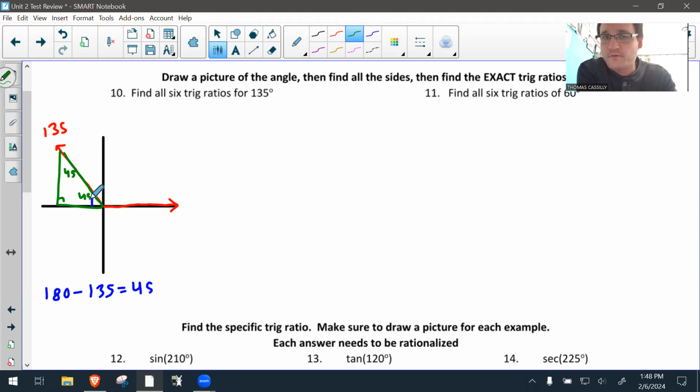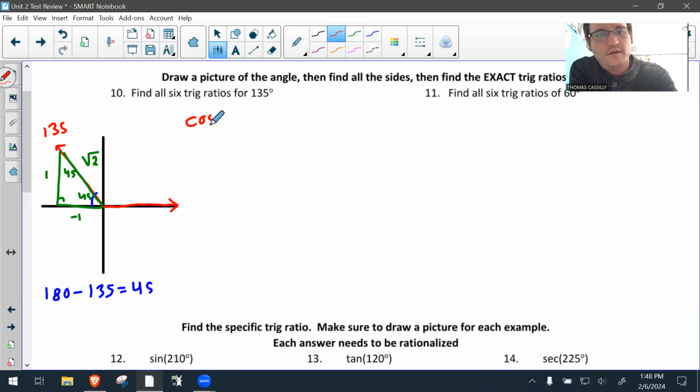Now in your 45, 45, 90s, keep in mind it is 1, then 1, and then the square root of 2. However, we have to be a little bit more careful, because if you look down at the bottom part, it's actually a -1 because it goes in the negative direction on your graph. So that's just something to keep in mind. They want us to find all 6 trig ratios, so we'll start with the cosine.